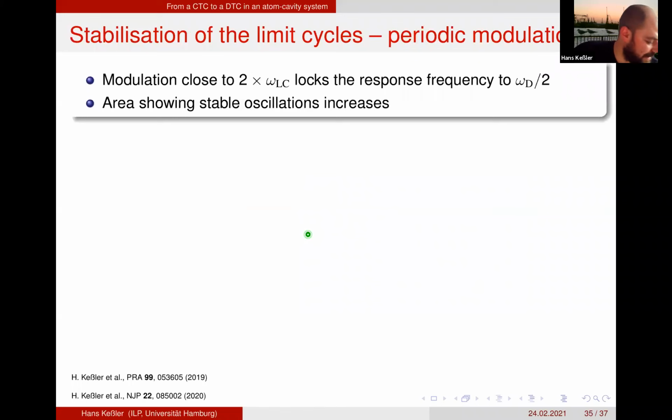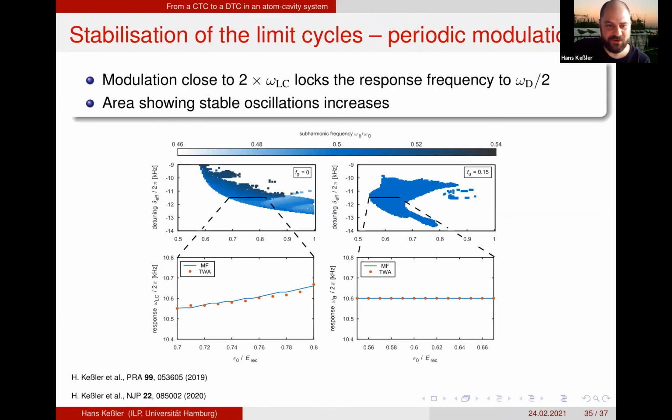Now the time is more or less over, but I just want to show you this last slide and then I'm finished. What we can do as well is the same as before: drive our system periodically at close to twice this intrinsic limit cycle frequency. Then, from this slightly shifted frequency response of the system, we can lock it to exactly half of the driving frequency. So in our simulation we see a perfect subharmonic response.